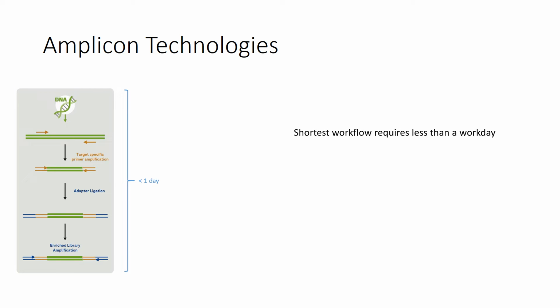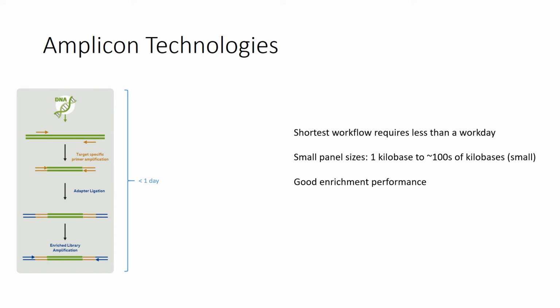So in general, amplicon technologies offer the shortest and easiest workflows, and these tend to require less than a full workday. In general, they're targeting small panel sizes, so this could be a kilobase to hundreds of kilobases. So not quite as broad as, let's say, hybridization-based capture. And then the enrichment performance is good, but not on par with hybridization capture technologies.